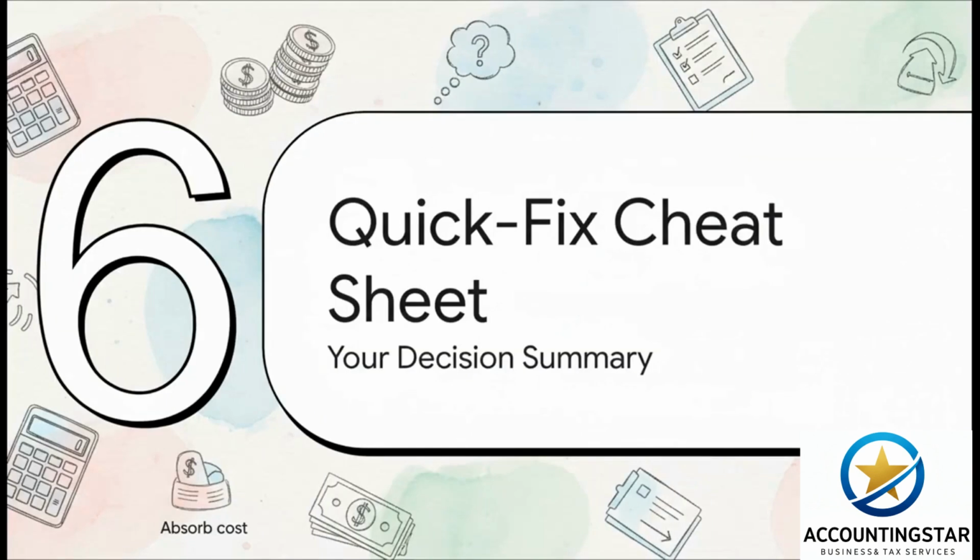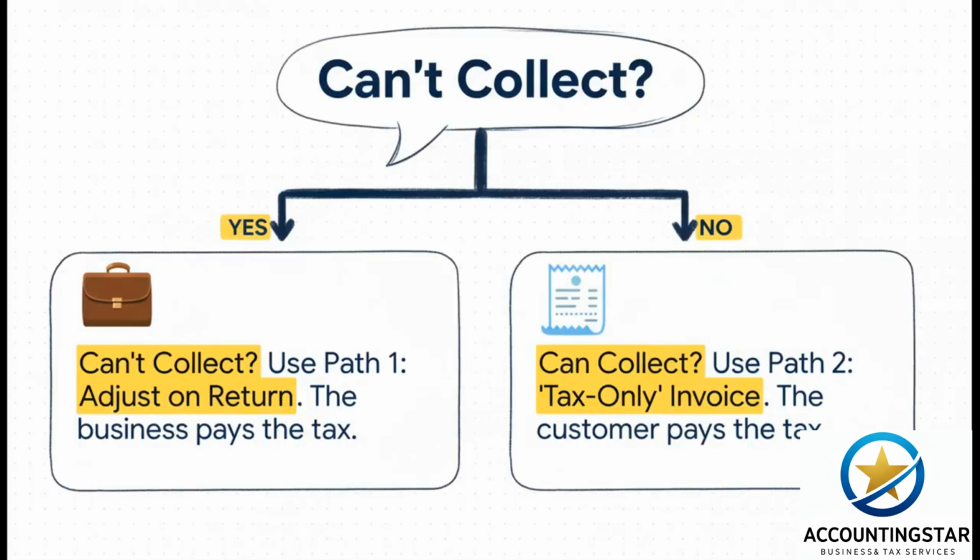So we've walked through both paths. Let's just do a final, super quick summary to make sure you feel totally confident about which one to choose when you run into this. And here it is, boiled down to the absolute basics. If you can't get the money from your customer, then your business pays, and you use the adjust on return. Simple. If you can get the money from the customer, then the customer pays, and you use that slick tax-only invoice trick. That's really all you need to remember.